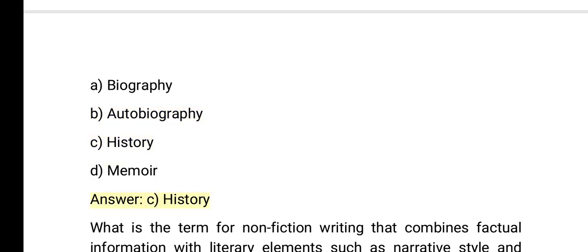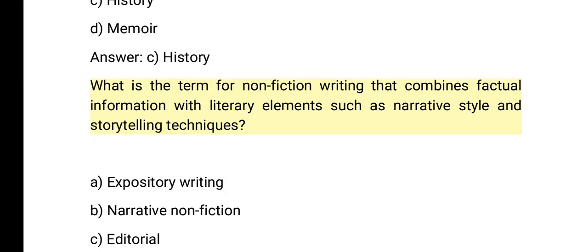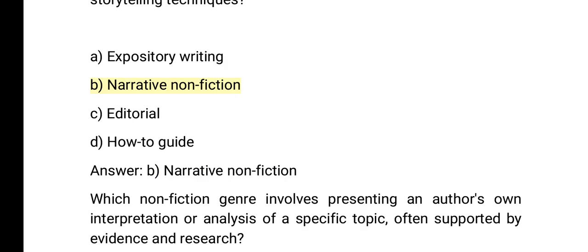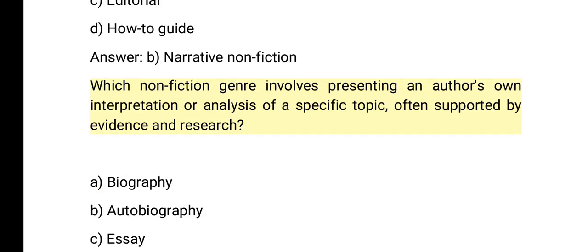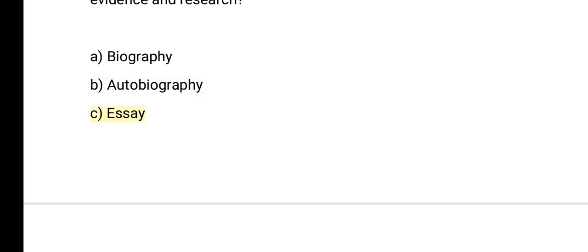History. What is the term for nonfiction writing that combines factual information with literary elements such as narrative style and storytelling techniques? A. Expository writing. B. Narrative nonfiction. C. Editorial. D. How-to guide. Answer: B. Narrative nonfiction. Which nonfiction genre involves presenting an author's own interpretation or analysis of a specific topic, often supported by evidence and research? A. Biography. B. Autobiography. C. Essay. D. Editorial.